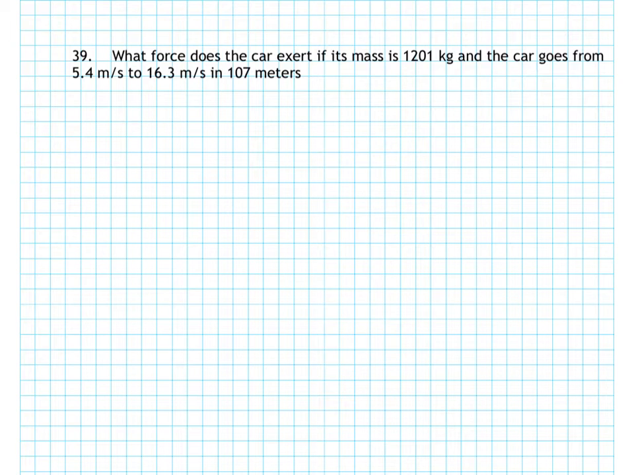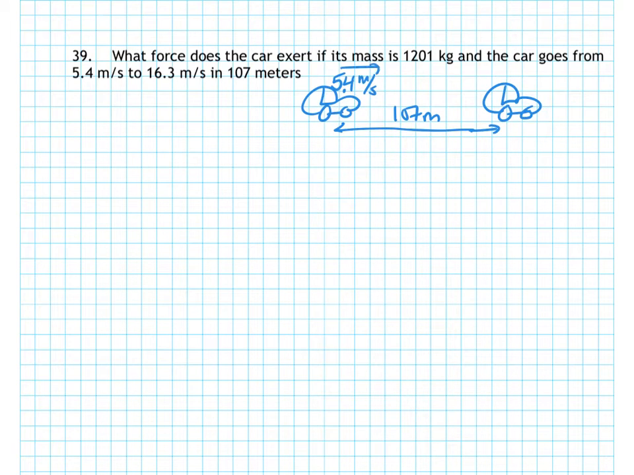All right, I'm going to start with a little drawing here. So here's my car, quick little car, and then over here is going to be my car. It's going to travel 107 meters this way. It's going to start at 5.4 meters per second, and over here it's going to be 16.3 meters per second. And I know the mass. So the mass is going to be 1,201 kilograms.